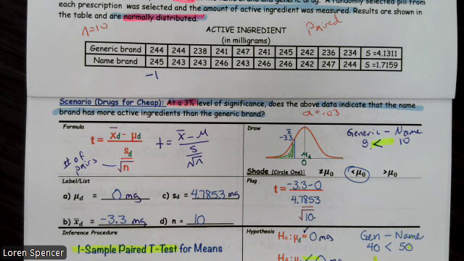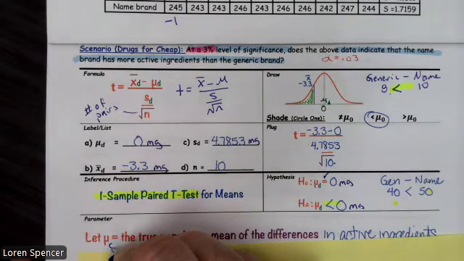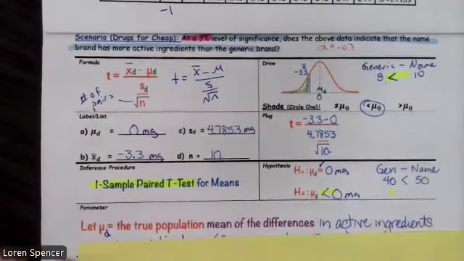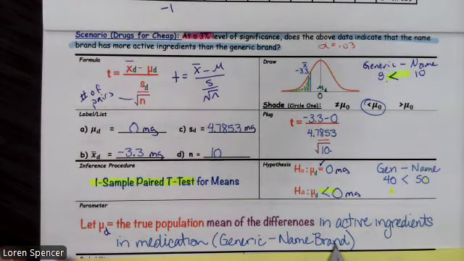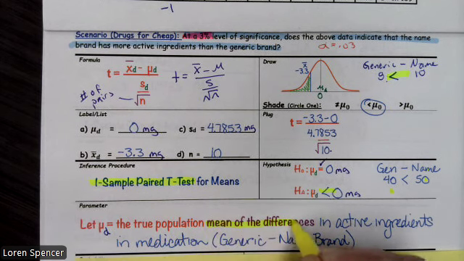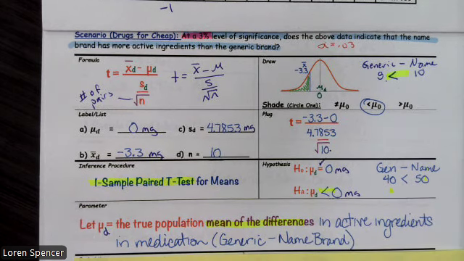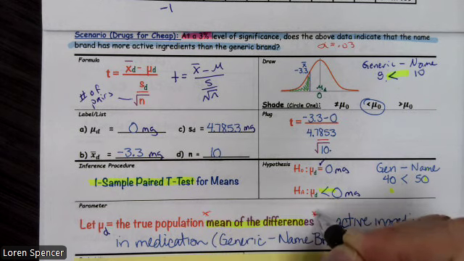All right, we need to define our parameter. Let mu D equal the true population mean of the differences. So this should have a D on it. Let's add that. Let mu D equal the true population mean of the differences in active ingredients in medication, generic minus name brand. Really important that you include the order. And this phrase, I can't tell you how important it is. I need you to get used to saying mean of the differences. That's for paired. Paired data is mean of the differences.